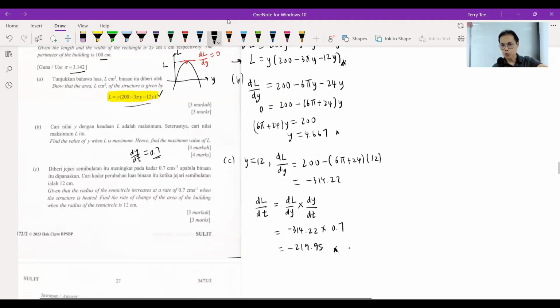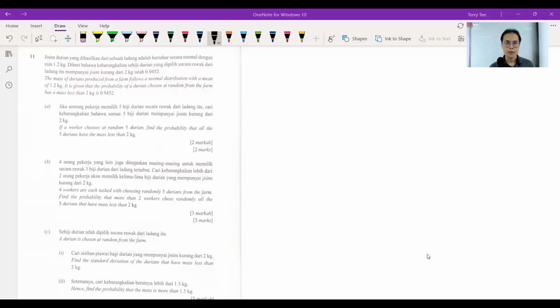So this unit, if you want to write the unit, it'll be cm square per second. Okay. If you don't write, it's okay. Okay, question number 11. So this is from the chapter probability distribution, taburan kebarangkalian.